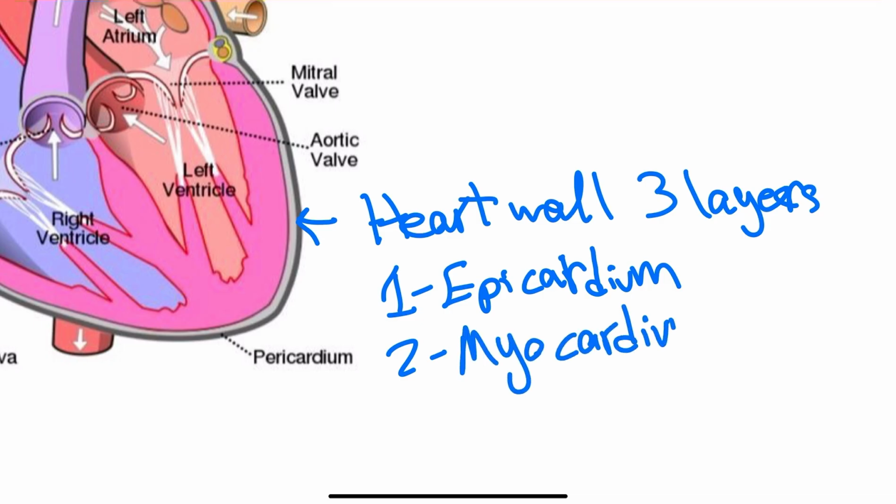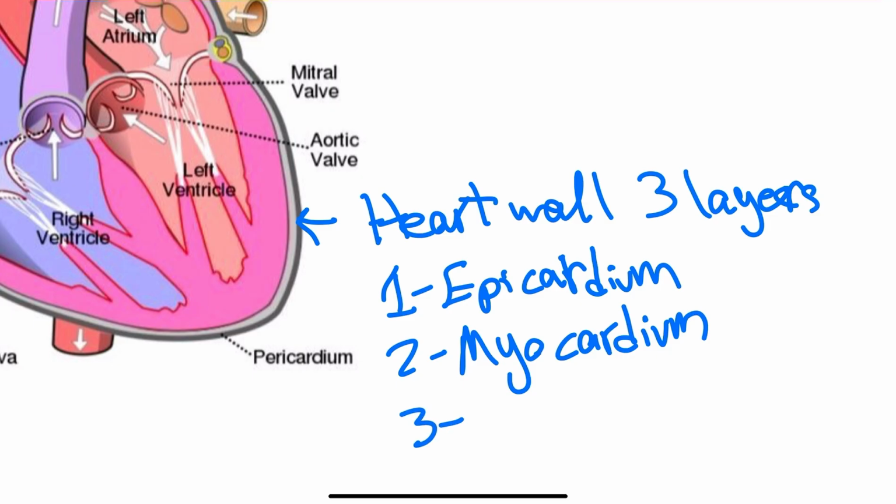So the second one is going to be your myocardium, and this is made of cardiac muscles, desmosomes, and gap junctions. All the way back to one of the first videos I made, teaching Nogops about the cell junctions, we talked about desmosomes and gap junctions, and these are located in the myocardium. Desmosomes are for flexibility, and gap junctions are for communication.